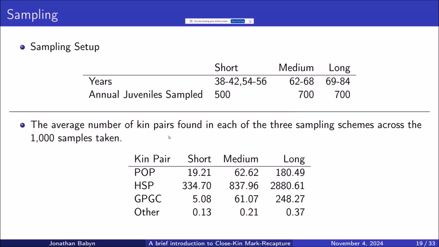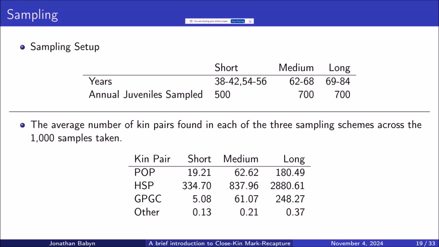numbers of kin pairs across the three sampling schemes, across all the samples that I took. So it gives the average number of parent-offspring pairs, half-sibling pairs, and grandparent-grandchild pairs, as well as other possible relationship statuses that could show up as these other three with the same level of relatedness. And you can see they're not really that much of a problem. Usually less than one was found in each of the simulations, each of the samples, sorry.